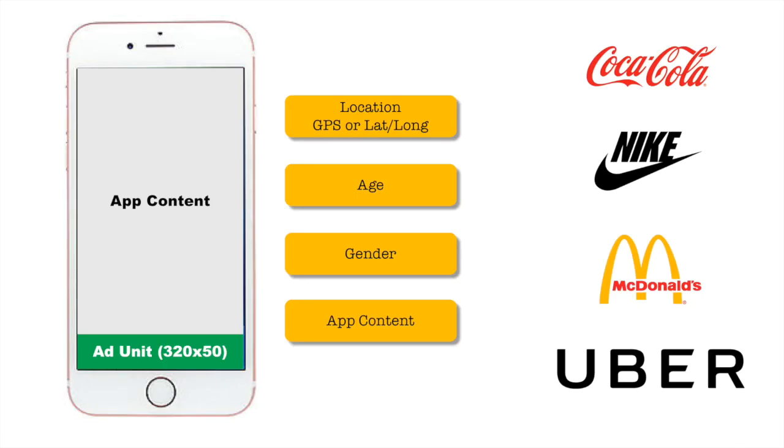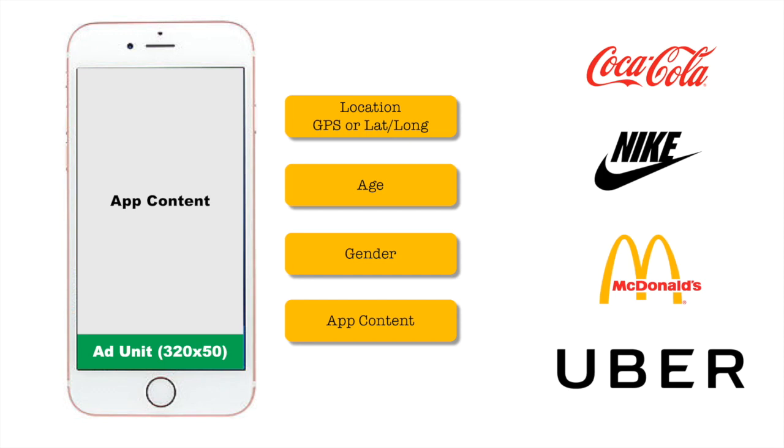So to illustrate this, let's say we have our app here, app content, we have our same ad unit, and on the right we have 4 advertisers that potentially could buy this inventory. Those 4 advertisers are going to look for certain key metrics to decide if they even want to make a bid at all, and then how much they'd be willing to pay. The first thing they look for is location, be that GPS or lat long. Knowing exactly where that user is, especially in a mobile environment, is incredibly valuable information.